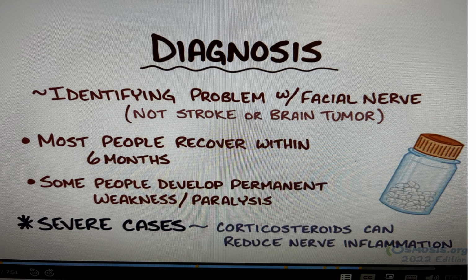Diagnosis of Bell's palsy is done by identifying problem with the facial nerve and not a stroke or brain tumor. Most people recover within 6 months. Some people develop permanent weakness and paralysis. In severe cases, people are prescribed corticosteroids that can reduce nerve inflammation. On the next slide will be my cranial nerve assessment, including a Bell's palsy assessment.